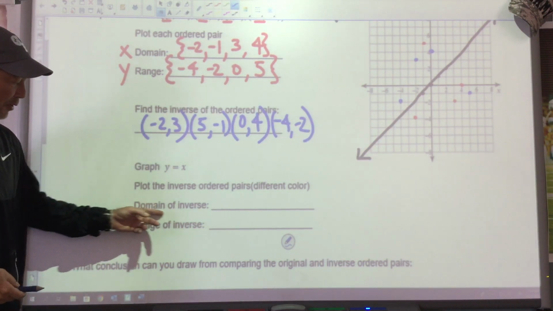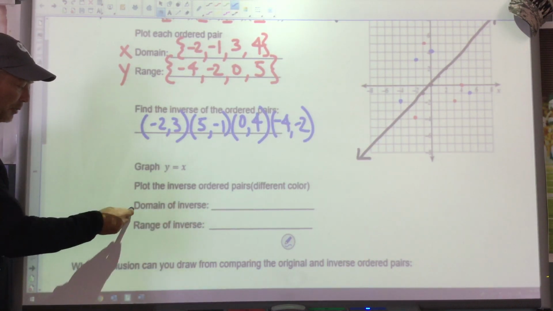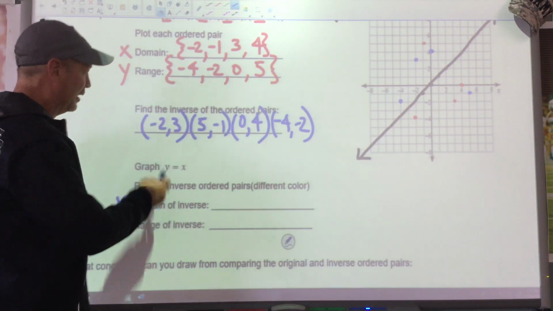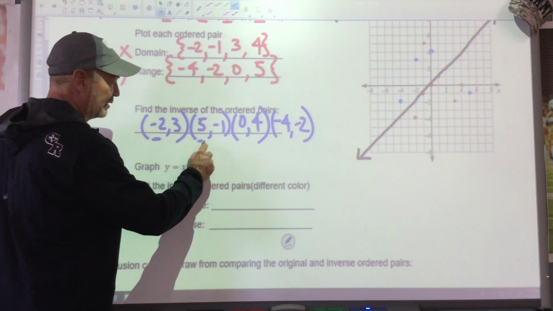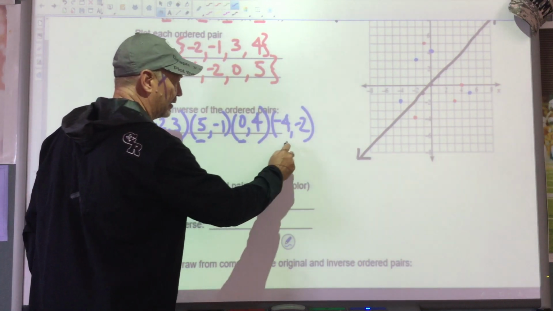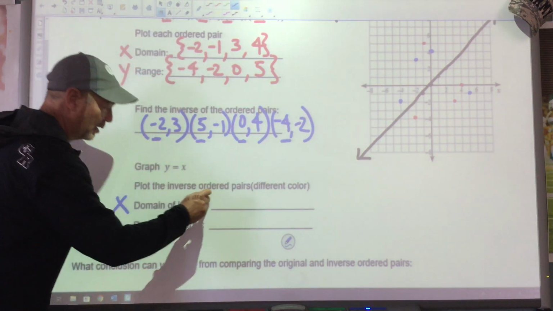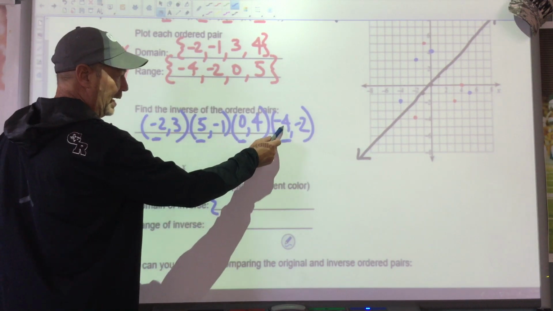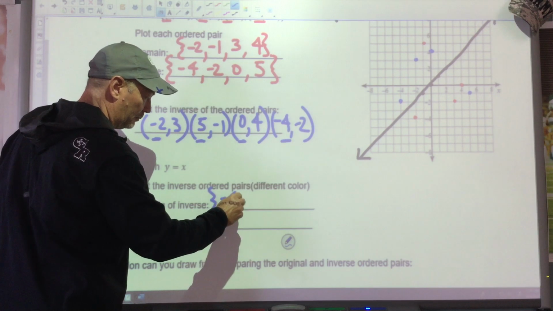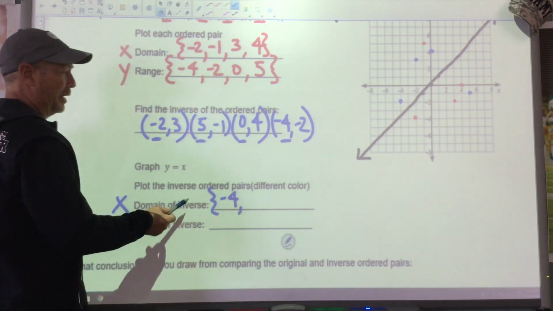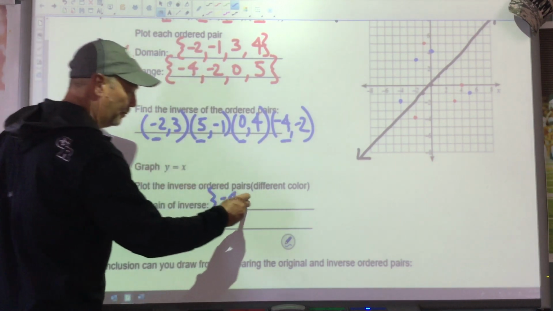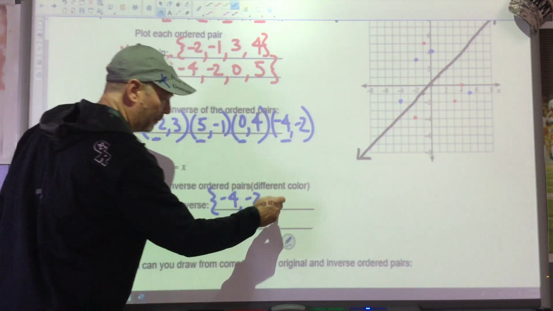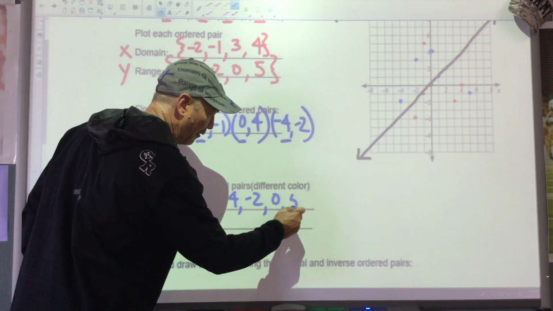Then they're going to ask you for the domain of the inverse. Now remember what we said, domain is the x values. We need the x values. This is an x, this is an x, this is an x, this is an x. So we're going to list them smallest to biggest. Our smallest x is negative 4. Our next smallest x is negative 2. And then we have a 0. And then we have our 5.